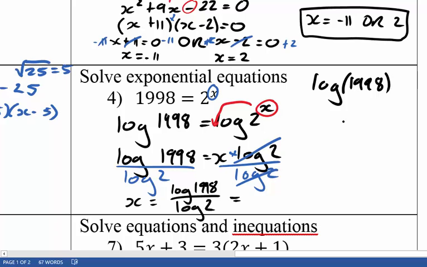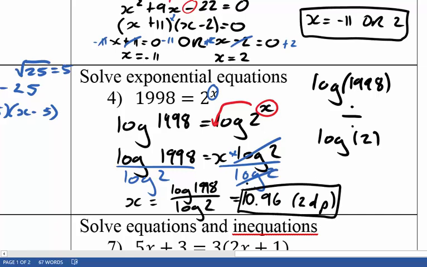Okay, and then you need to press, this is the important part, press the divide button, and it becomes log 2. That's what I press on my calculator, and that will give me an answer. In this case, it gives me 10.96, and that's because I've rounded it. I need to put it to 2 dp, and then because it's my answer, I put it in a box.